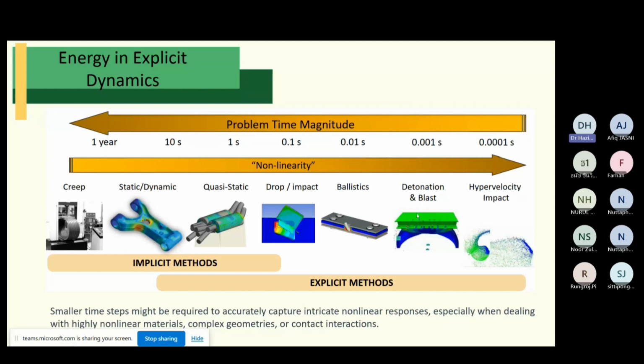For explicit problems, normally you can use it for simulations that have high nonlinearity, for example, drop impact, ballistic, detonation and blast, and also hypervelocity impact. A smaller time step might be required to accurately capture intricate nonlinear response, especially when dealing with highly nonlinear material, complex geometry, or contact interaction. This is for the explicit method.